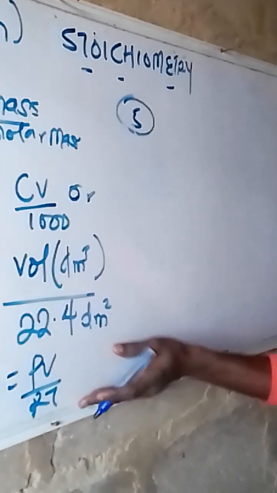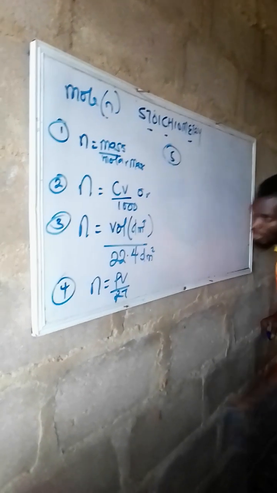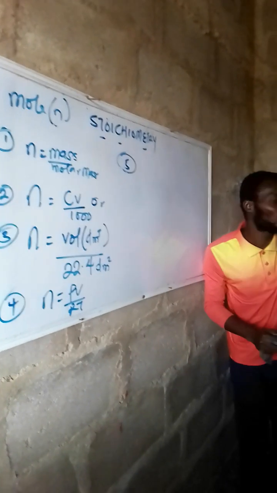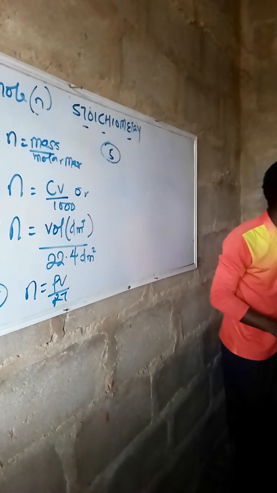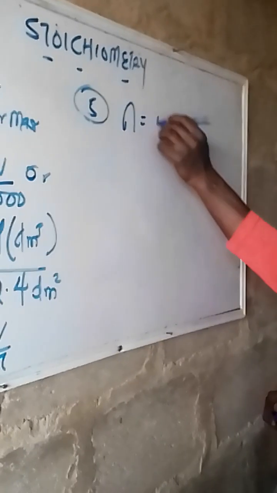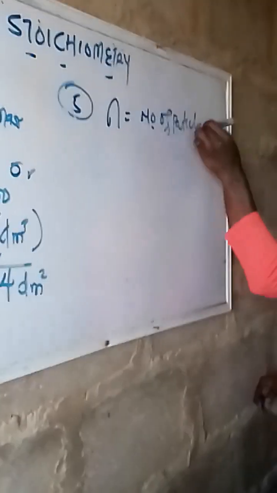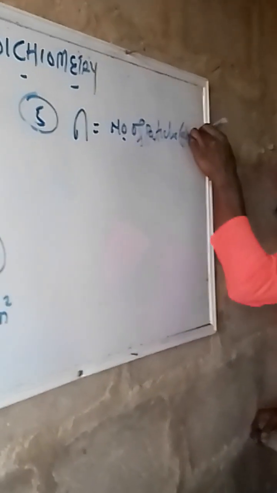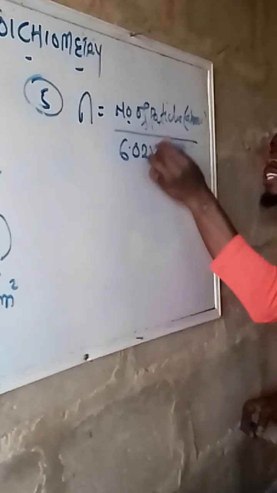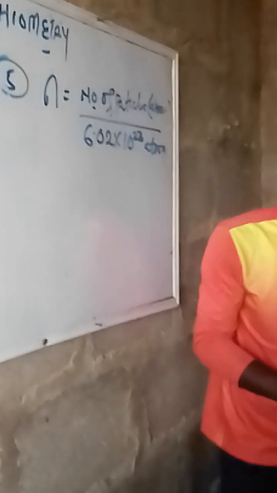Number 5. Assuming none of these is in the parameters given in your calculation, but in your question you are given atoms, an Avogadro's constant, what are you going to use? Now n equals the number of particles, in atoms, are we together, all upon Avogadro's constant, which is 6.02 times 10 raised to 23 atoms. So this is the formula to use.